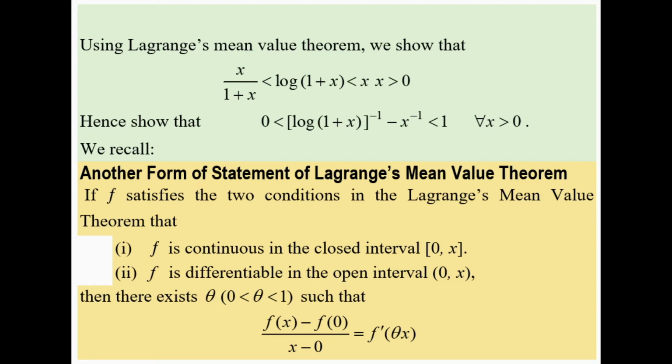For this purpose, we recall another form of the statement of Lagrange's mean value theorem, which states that if f satisfies the two conditions in Lagrange's mean value theorem, that f is continuous in the closed interval [0, x] and f is differentiable in the open interval (0, x), then there exists theta, 0 less than theta less than 1, such that (f of x minus f of 0) by (x minus 0) is equal to f prime of theta x.